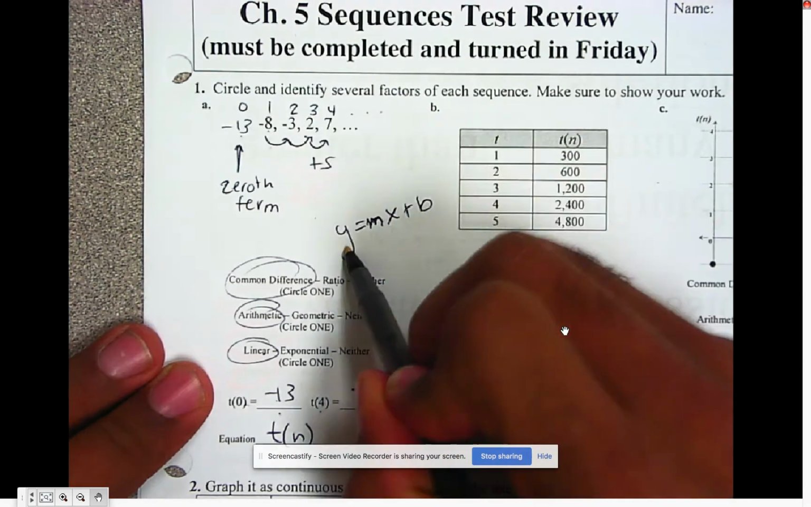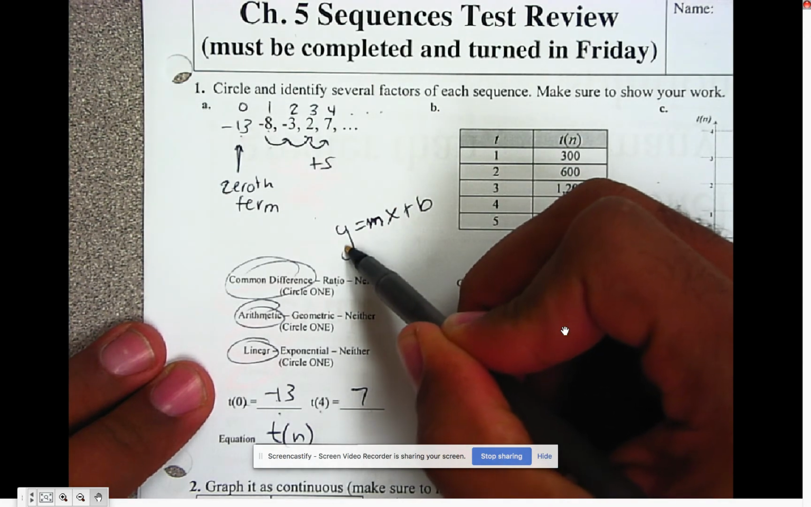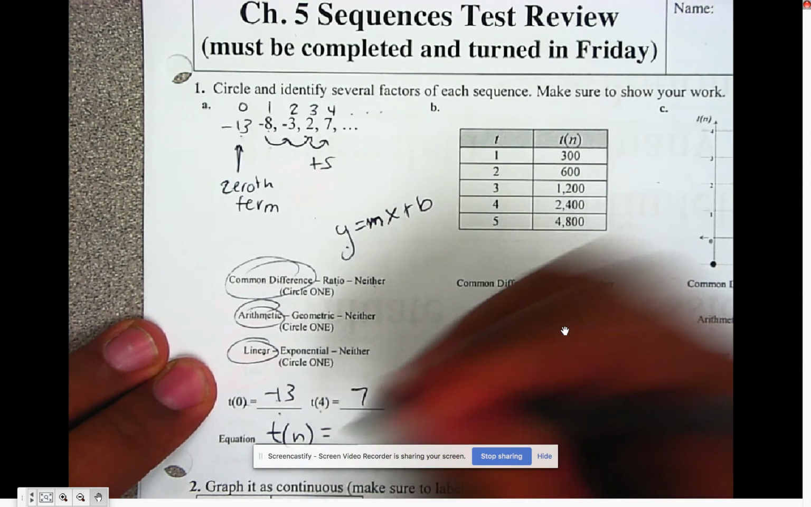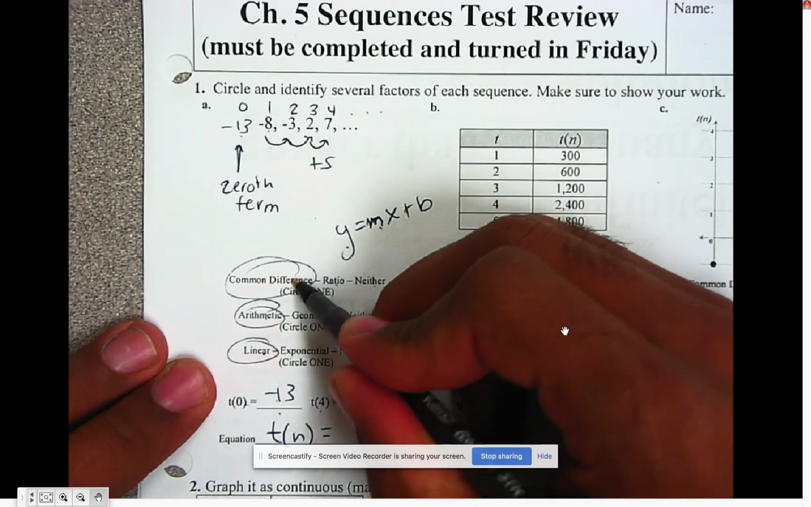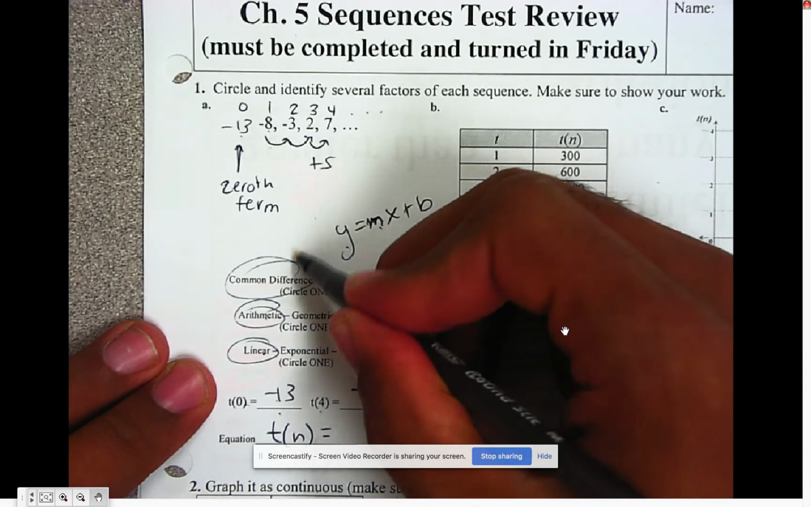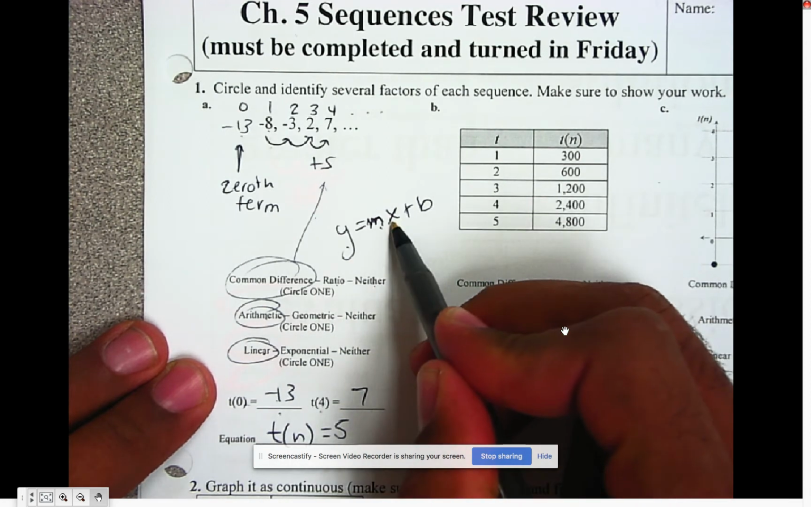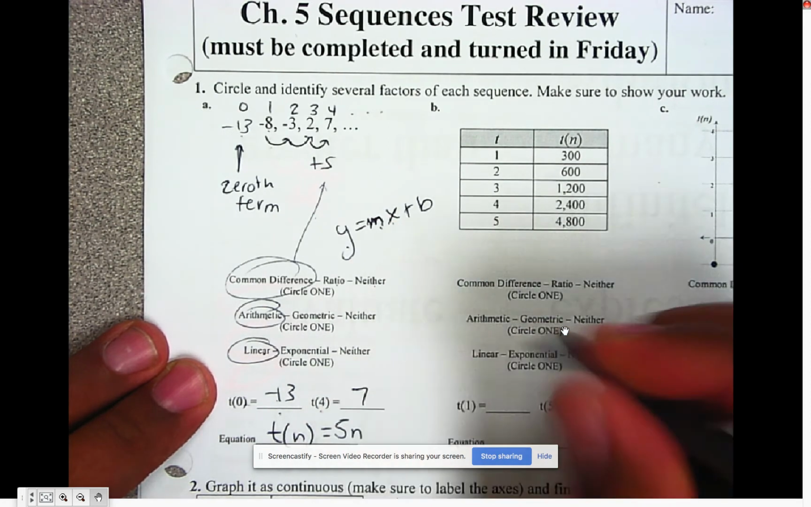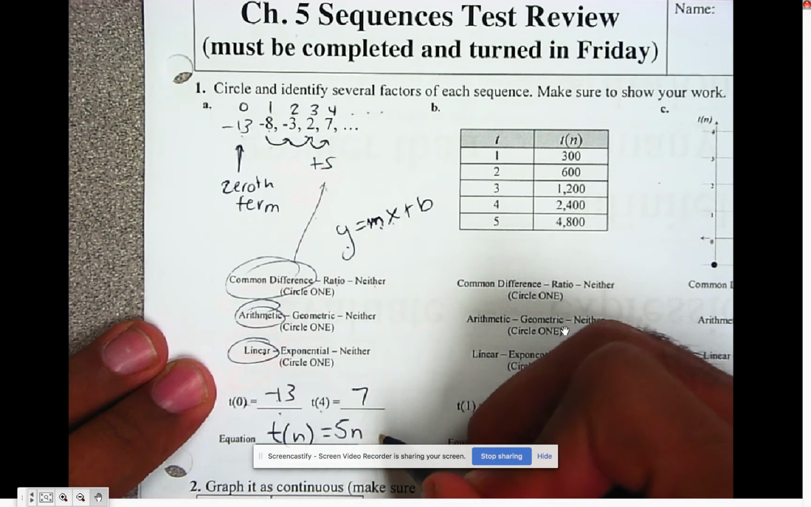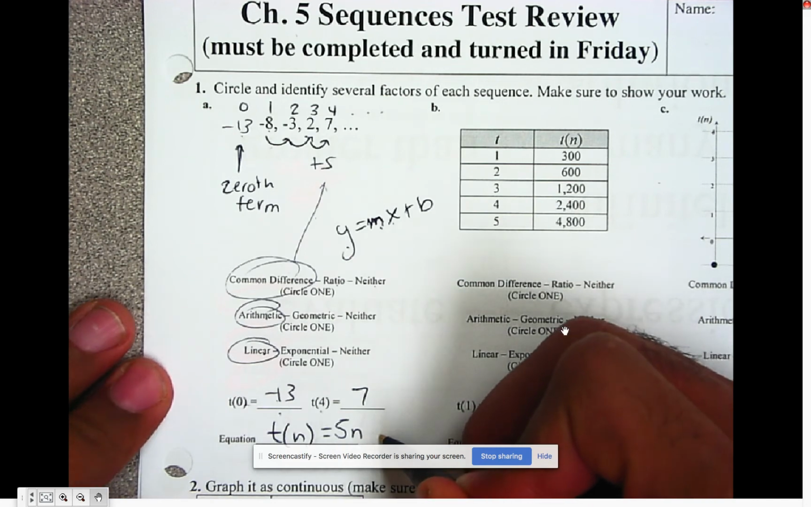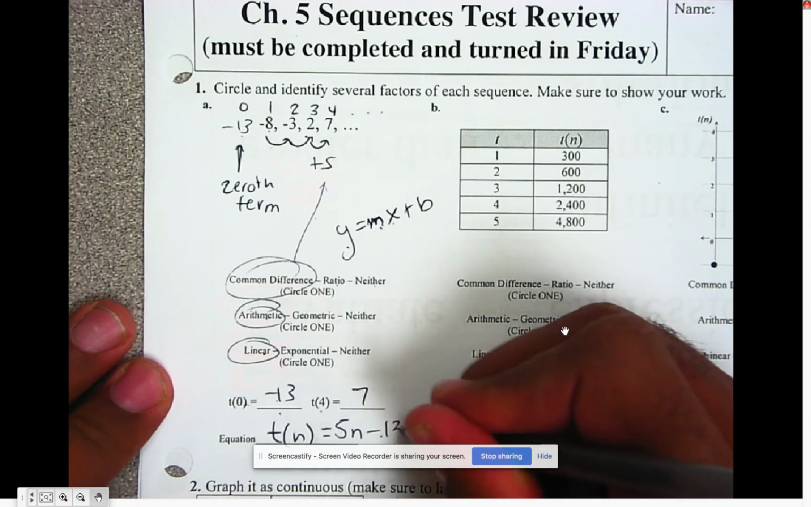Remember that instead of y, we're using t of n. Now our m is the same thing as the common difference, which is that plus 5. So 5. Then instead of x, we use n. And here, we're not going to put the first term in our sequence. We're going to put the 0th term, whatever t of 0 is, so the -13.